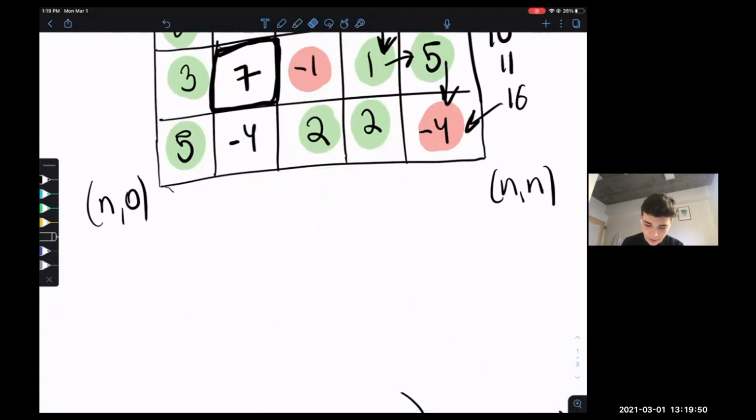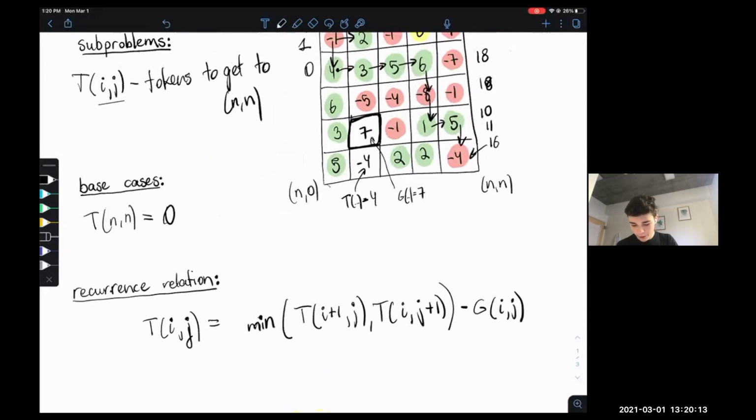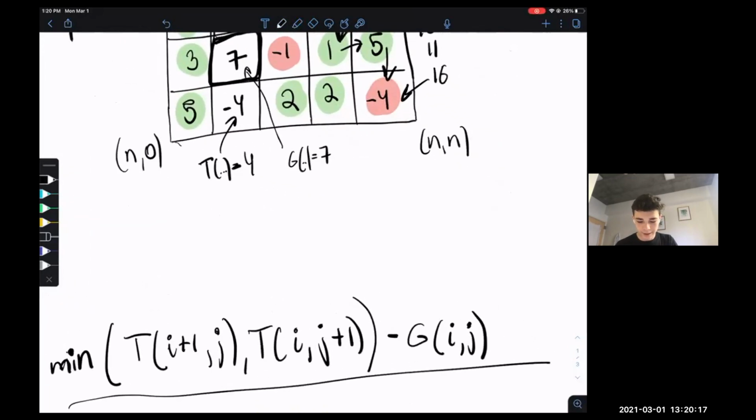Let's erase these numbers. Let's say that T of this cell is going to equal 4. So this needs to start with 4 tokens. And then g of this cell is going to be 7. So when we solve the equation for this term, we're going to get that you can actually start with -3 coins, which is incorrect because you can never be in debt while solving this puzzle. So we need to somehow factor in that you can never be in debt, and the least amount of coins you can start with is going to be 0.